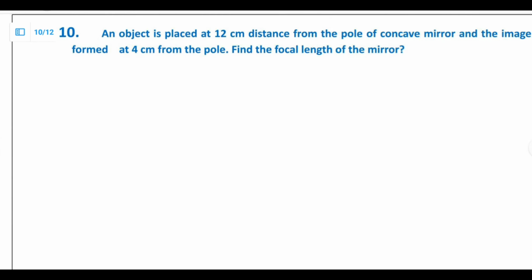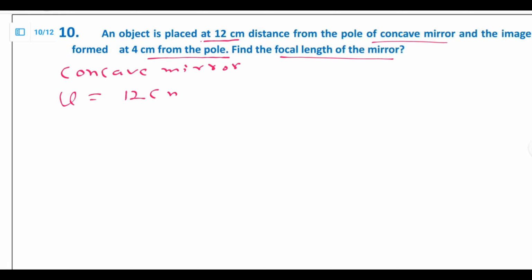The next question: an object is placed 12 centimeters from the pole of a concave mirror and the image is formed at 4 centimeters from the pole. Find the focal length of the mirror. The given mirror is a concave mirror. The object distance is 12 centimeters and the image distance is 4 centimeters. We have to find the focal length of the mirror.